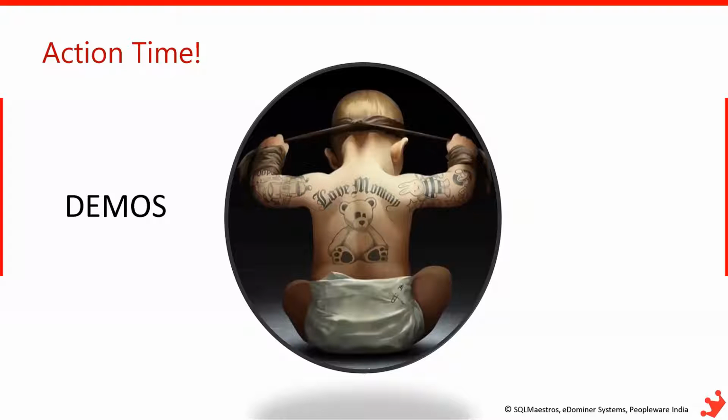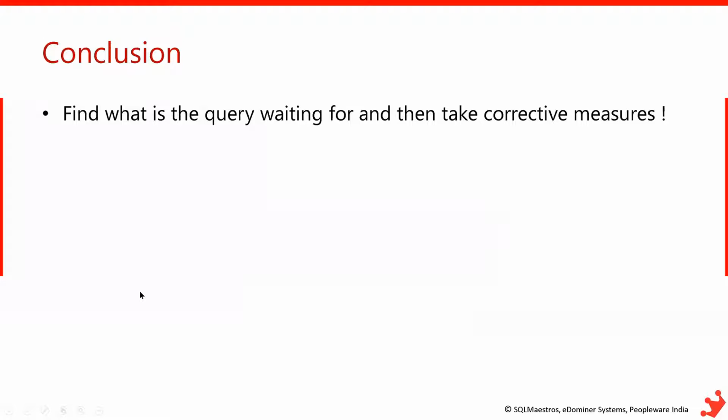So I was trying to make a simple point here today that when your workload's queries are running slow, try to find out what they are waiting on, and then take corrective measures. If it is page IO latch, is it due to lack of indexes? There's a lot of IO happening. So are you missing some relevant indexes that can reduce the IO?